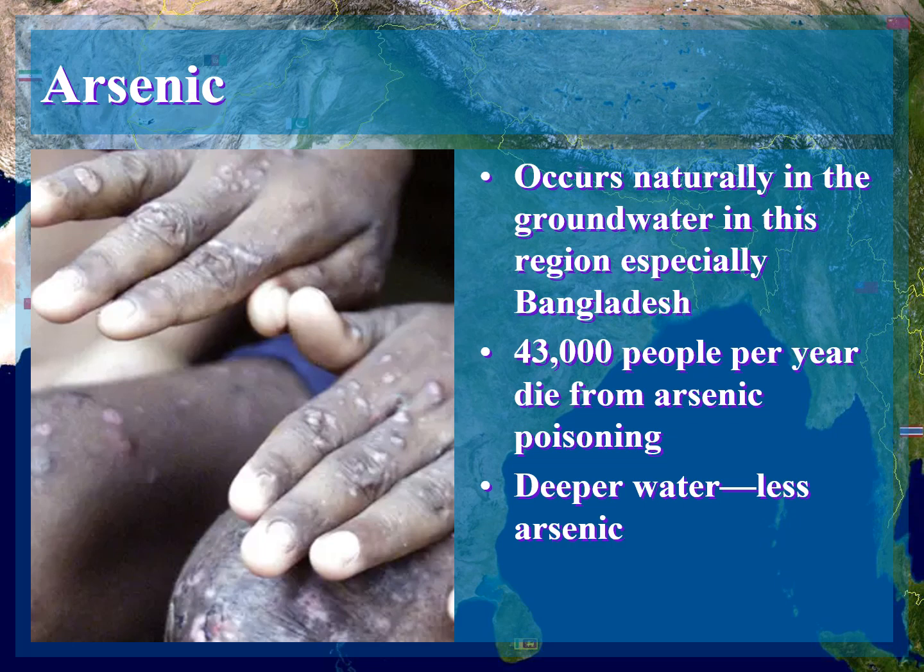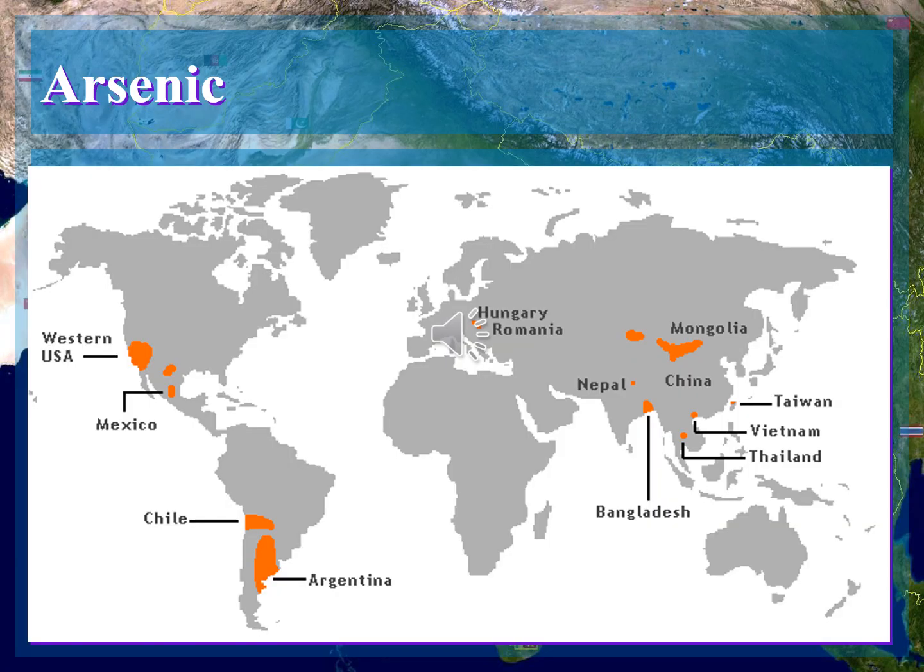And as you can see in this image, those are just some of the effects of drinking water laden with arsenic. 43,000 people die per year from arsenic poisoning in water. These are some of the areas that are affected by that. Obviously, China, Nepal, Bangladesh. Bangladesh is the worst in that particular region of the world, but also the United States, Mexico, Chile, Argentina, and other areas of the world are also affected by arsenic. So I'm going to have just a very short clip about the science behind this.